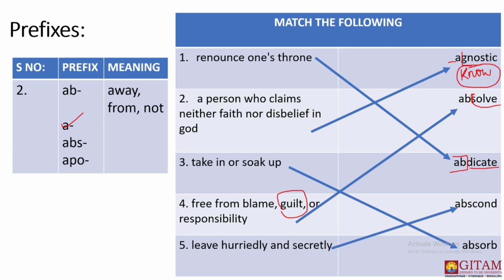If you run away secretly, that's abscond. ABS is away. Now let me highlight that. ABS is away. Look at the prefix, right? Abscond means to stay put, to stay in a place? No. Abscond is you don't stay in a place, you run away. That's abscond, right? Now let's move ahead.